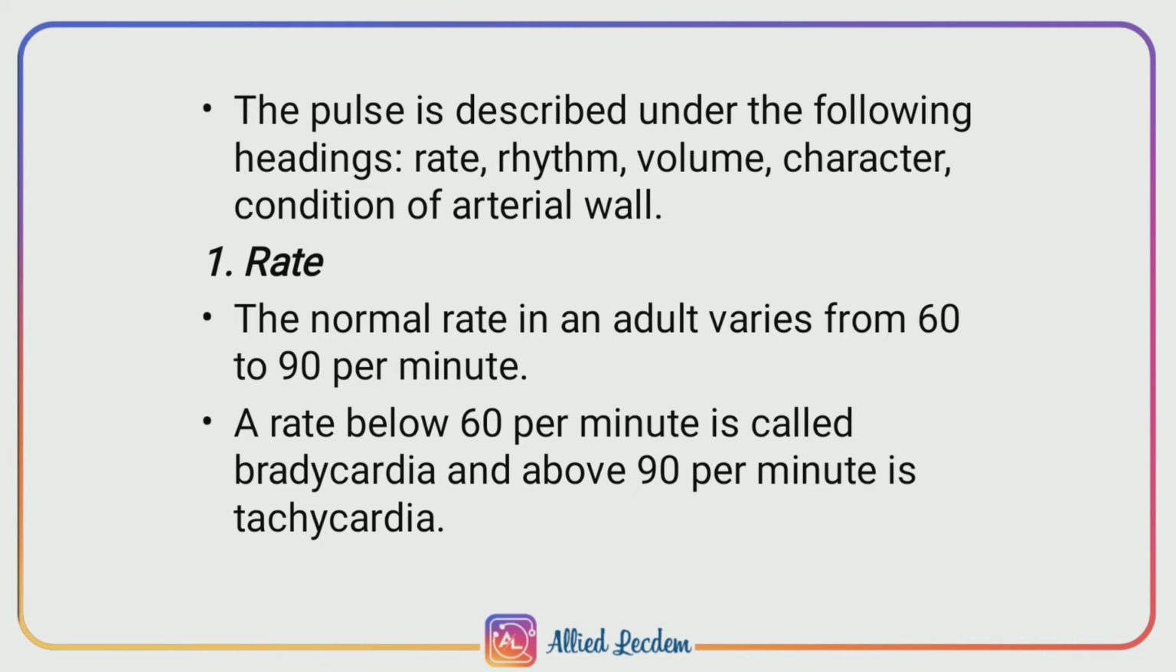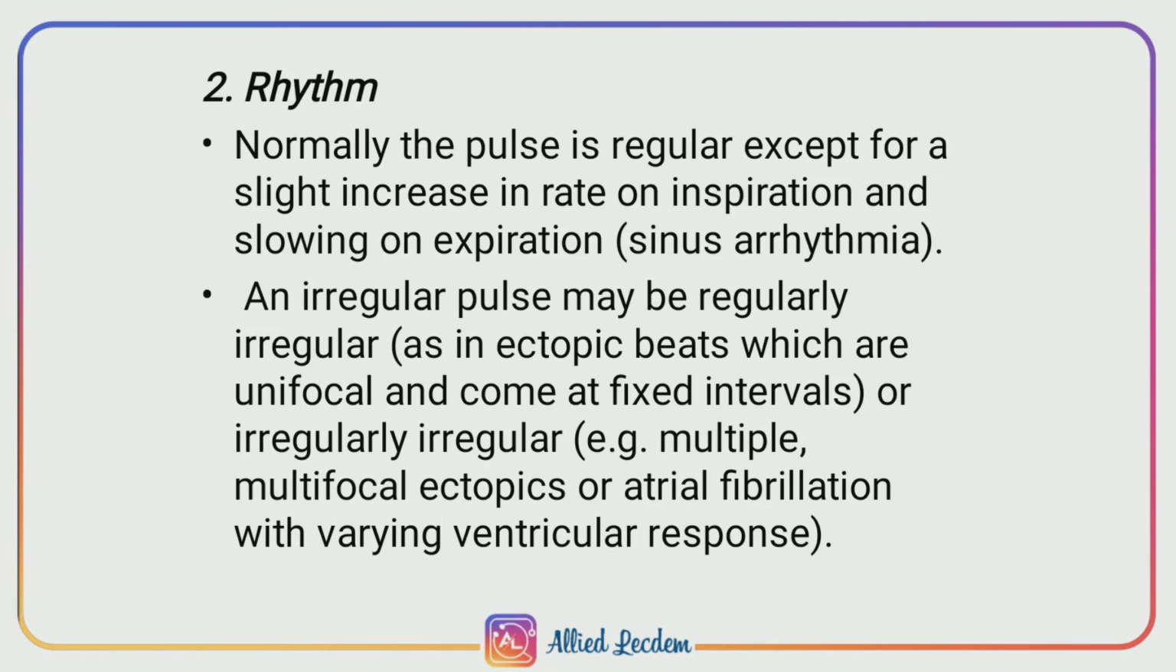The pulse is described under the following headings: rate, rhythm, volume, character, and the condition of the arterial wall. Rate. The normal rate in an adult varies from 60 to 90 per minute. A rate below 60 per minute is called bradycardia, and above 90 per minute is tachycardia. Rhythm. Normally, the pulse is regular except for a slight increase in rate on inspiration and slowing on expiration. An irregular pulse may be regularly irregular in ectopic beats or irregularly irregular in multifocal ectopics or atrial fibrillation.